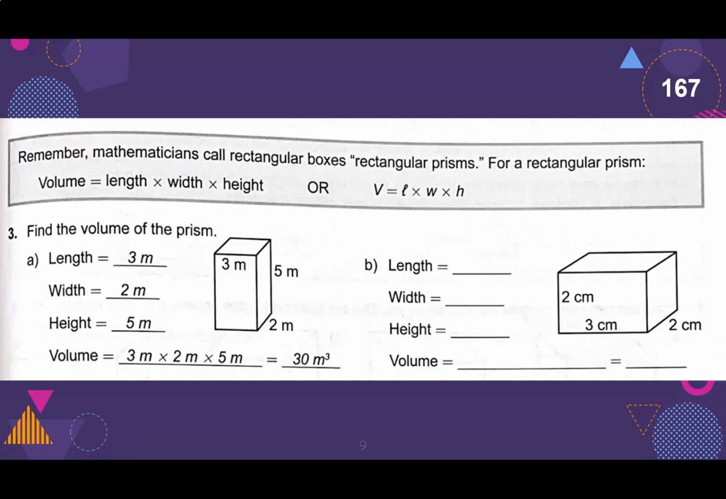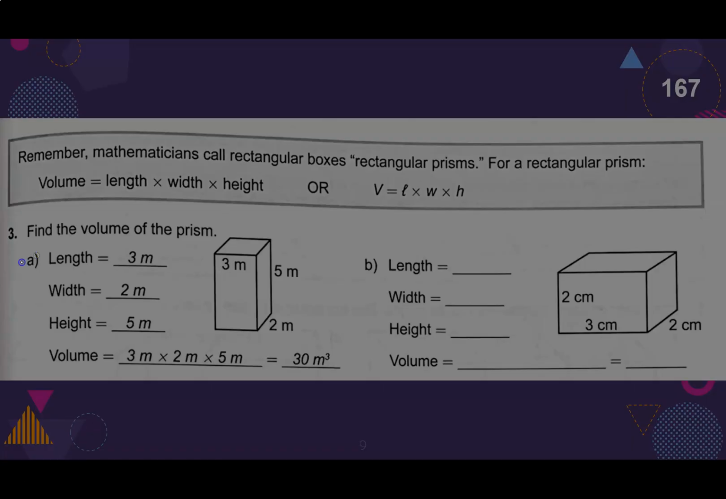Number 3. Remember, mathematicians call rectangular boxes rectangular prisms. For a rectangular prism, volume equals length times width times height. Or for short, V for volume equals L times W times H. 3A has been done for you.